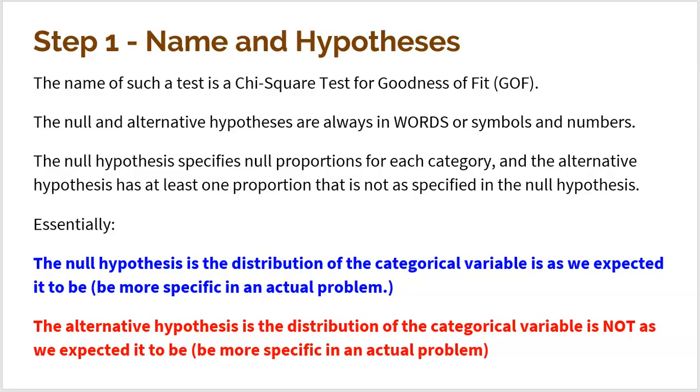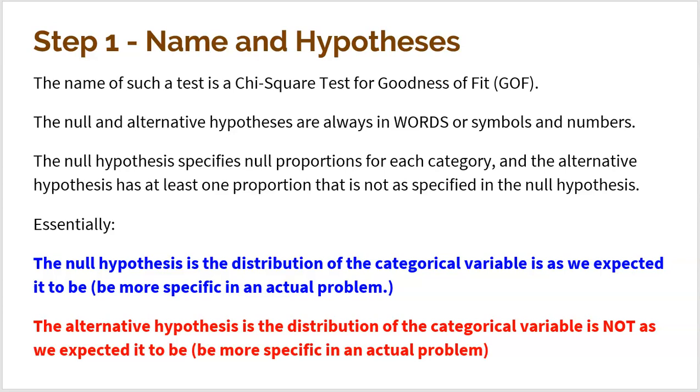All right, so step one is naming it and giving those hypotheses. So this is going to look a little bit different than it has in the past. So number one, the name of this is a chi-squared test for goodness of fit. Again, you've got to recognize one categorical variable, counts. I want to see how well that one categorical variable fits with some given distribution. That's how you're going to recognize this is a goodness of fit test.